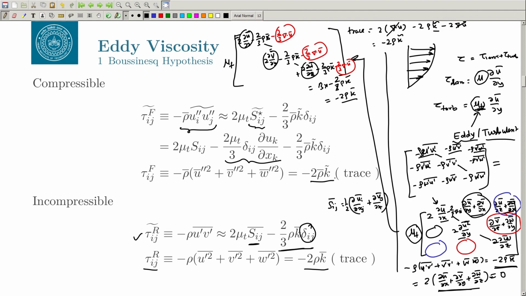So, whether it is compressible or incompressible, we have reduced the closure problem to basically one single unknown, which is mu t, and for consistency we have added minus 2 by 3 rho k in the diagonal term, right. As you see, this is heavily modeled, and we have used physically consistent definitions, but again this is something which is not derived from first principles, right. That is why it is called a model.